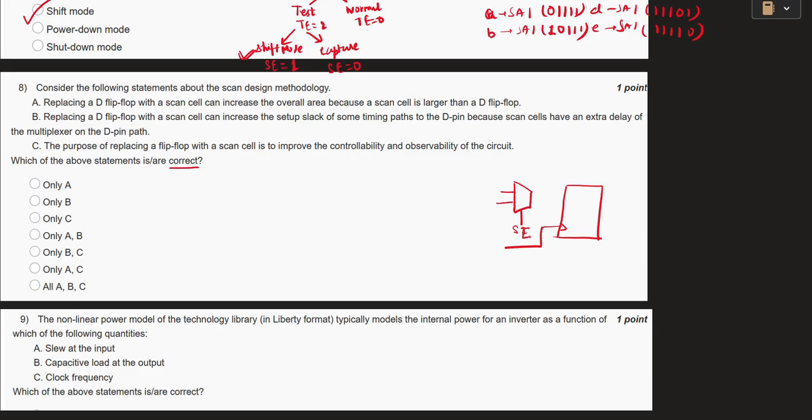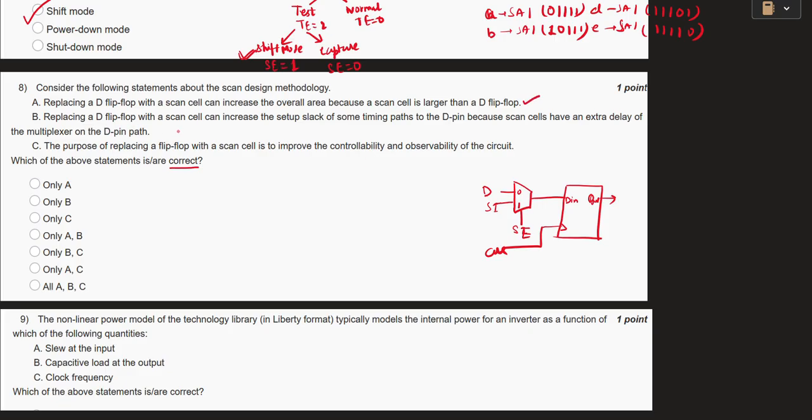The mux has a scan enable pin, one scan input, and one normal D input. When scan enable is 1, the scan input will be fed to the input of the D flip-flop, right? So obviously you can see that a scan cell has a bigger area because it contains one additional mux apart from a normal D flip-flop. So replacing a D flip-flop with a scan cell can increase the overall area because the scan cell is larger. Yeah, this is a correct statement.